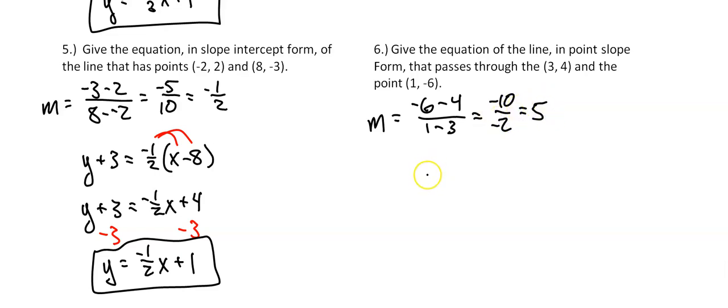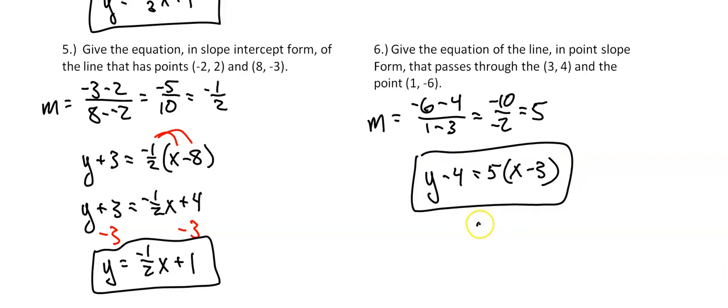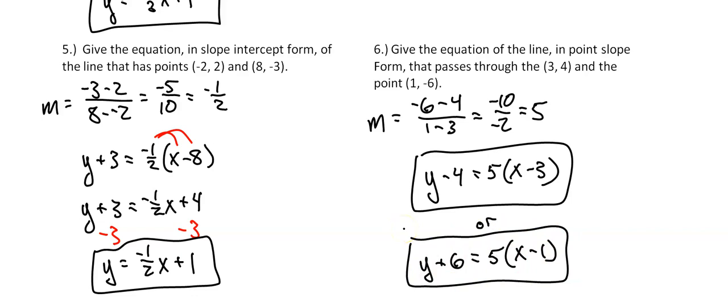And now to put this in point slope form, I pick either one of the points. If I use the first point, y minus the y value equals the slope times x minus the x value, then this would be my answer. But if I use the second point, the y minus the y value is y plus 6 equals the slope times x minus the x value. This would be my answer. Okay, and either one of those would be acceptable for this particular question.